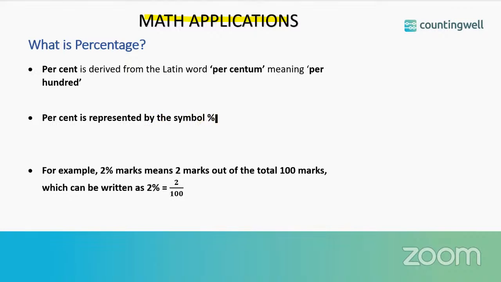Percent is represented by the % symbol. So you can see the symbol here. For example, 2% marks means 2 marks out of the total 100 marks. Here the word cent means 100. So percent means per 100. So 2% means 2 per 100. So this is the meaning of percentage. Or we can write it as per cent.